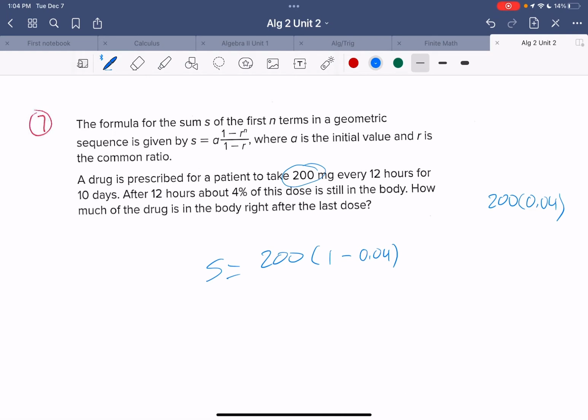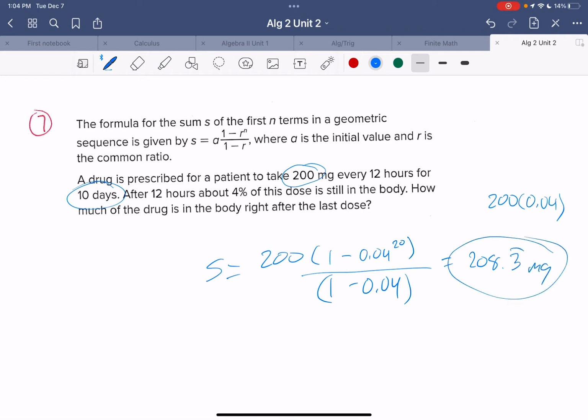And we're going to do that 4% for not 10 times, but 20 times because you take the medicine twice a day. So let me erase here a little bit. And to the 20th power, parenthesis, over 1 minus 0.04. And you type that successfully into the calculator, and you get 208.3 repeating milligrams. Make sure that you have milligrams on there. And I'm looking at my original answer key, and I didn't have milligrams because it is a little story problem.